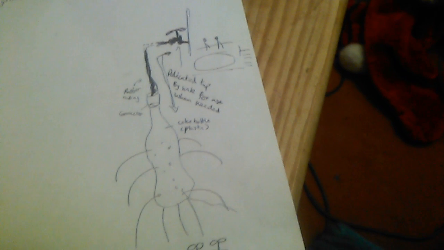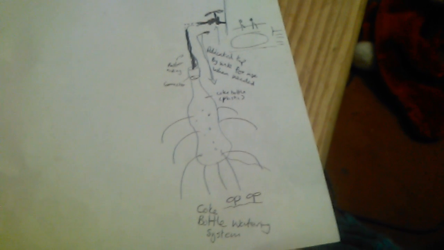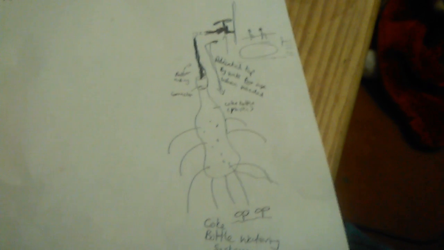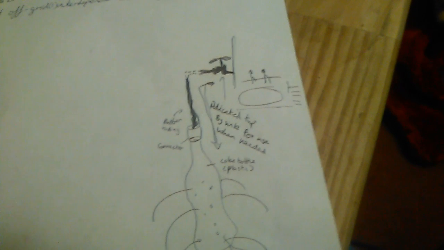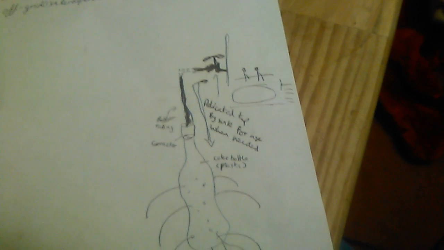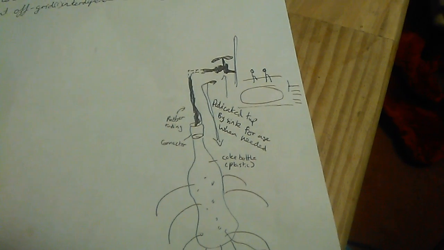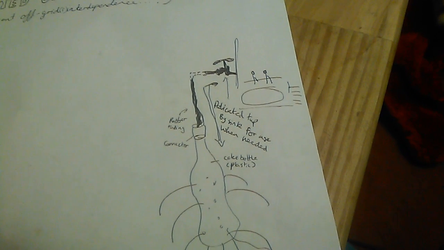And this is what prompted my thinking tonight. Coke bottle watering system, landing on the little plants, through the little holes and up a rubber pipe to a permanent tap by the sink, so that you can water as and when needed.